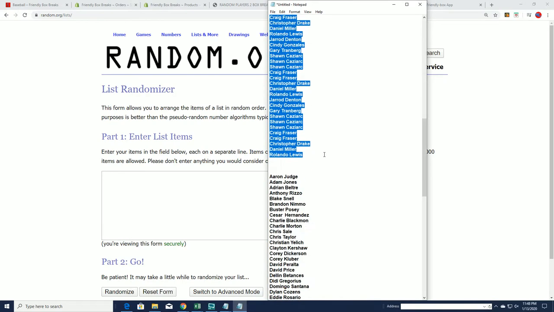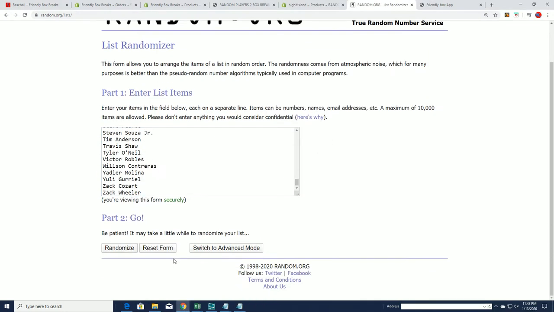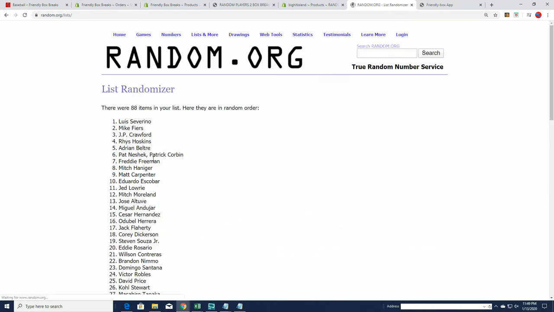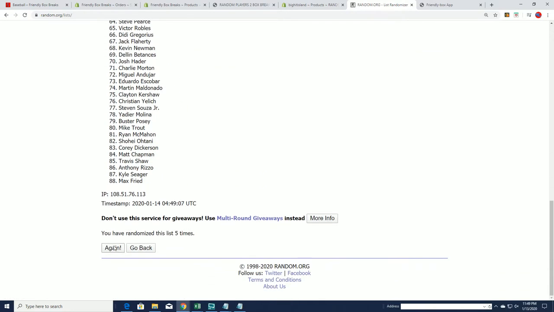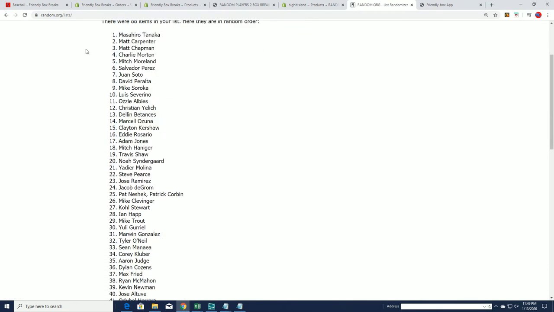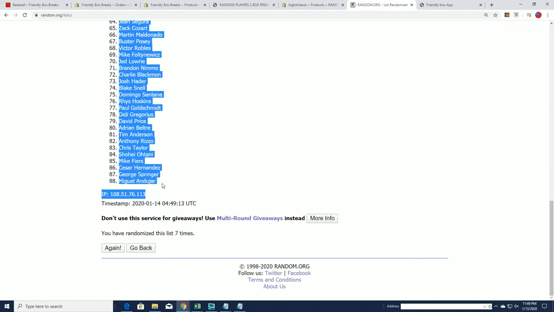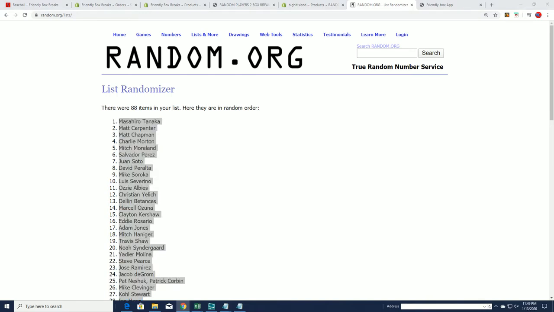It's two big hits that come out of our Cavs. Two really nice ones. Seven times through, here we go. Lucky number seven. And so that's the second random.